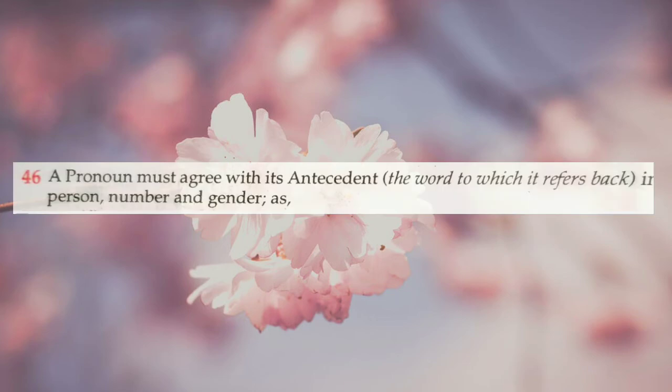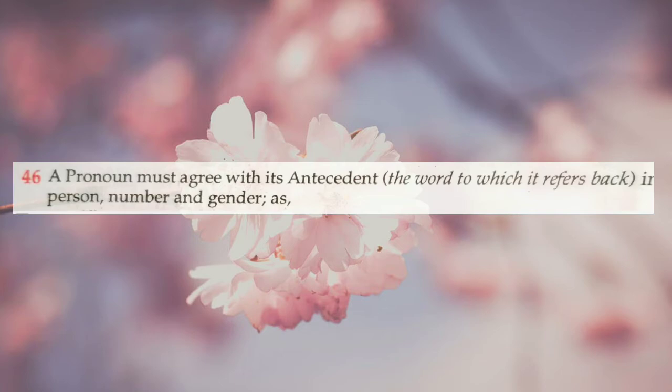Rule number 46 says a pronoun must agree with its antecedent. What is the meaning of antecedent? It means the words to which it refers back in person, number and gender. This is what we have already learned, which is called subject verb agreement. So according to subject verb agreement, we have to find out the pronoun. The pronoun also here must agree with the noun which is at the first. Understand? So we have to check the noun's person, number, and according to that we use the pronoun in the remaining sentence.